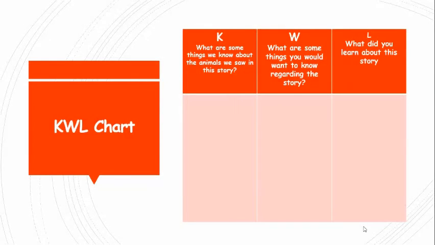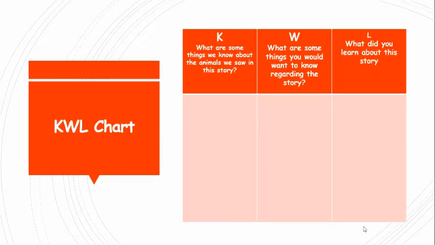After reading this story, I would do a KWL chart with the students to see how well they understood the story. I know that doing KWL charts are helpful to see how well students comprehended a lesson, or in this case, the story we just read. I would make a chart for the students with the letters K, W, and L.